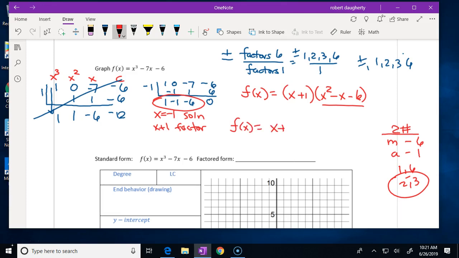So f of x equals x plus 1, x minus 3, x plus 2. So that is our complete factorization: x plus 1, x minus 3, x plus 2. Now, I can use that information to graph the polynomial.